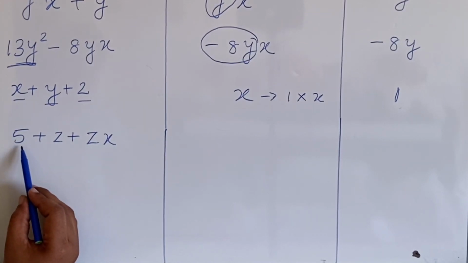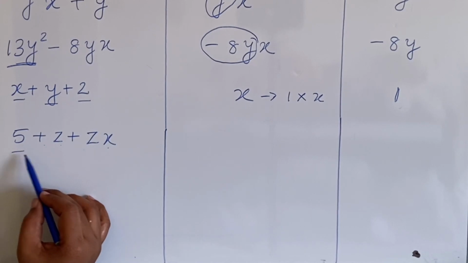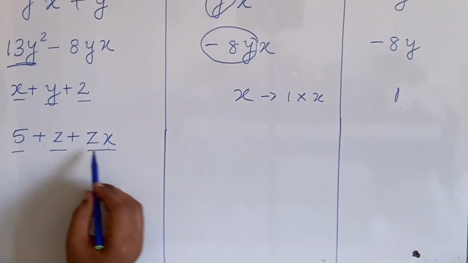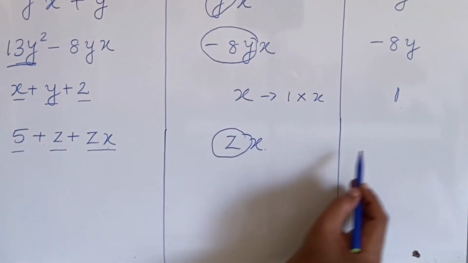For the next question, the given expression is 5 plus zx. The first and second terms do not contain x, and so the term which contains x is zx, and the coefficient of x here is z.